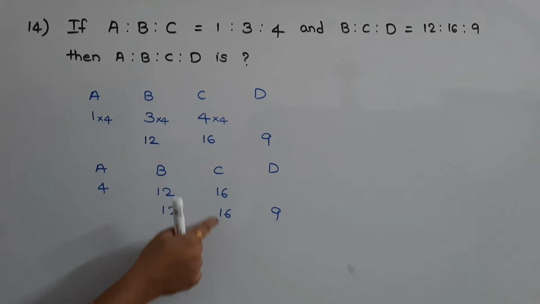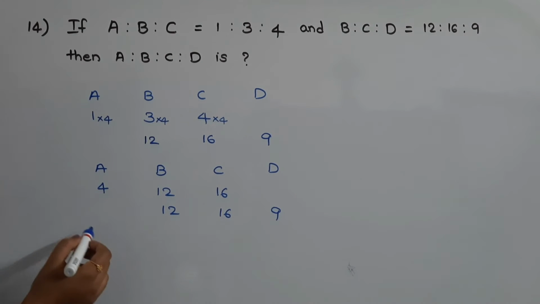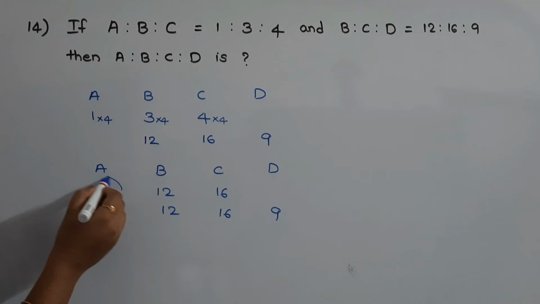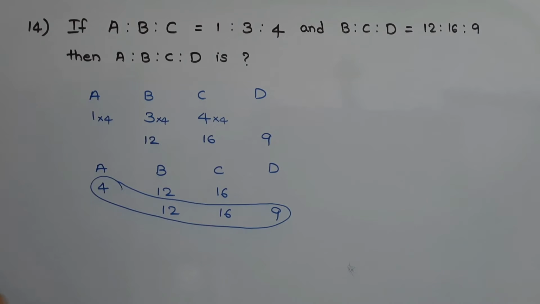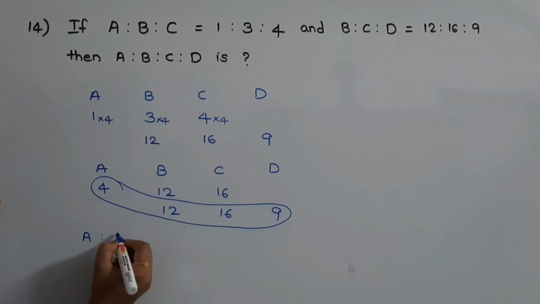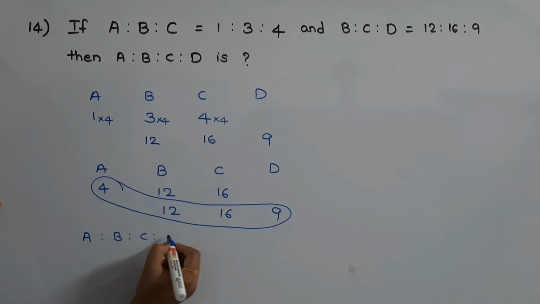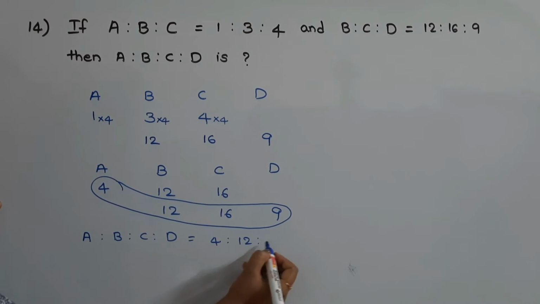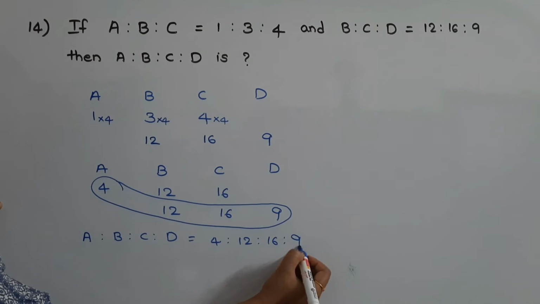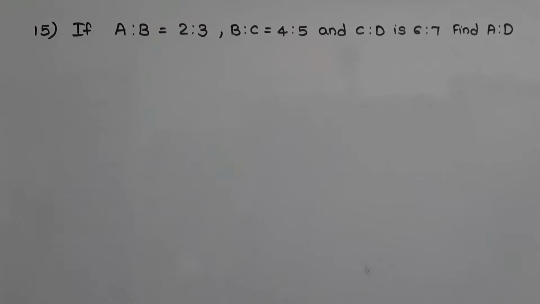Now, the value of the C has already become same. So, the ratio of A, B, C and D will be 4 is to 12 is to 16 is to 9. So, A is to B is to C is to D is equal to 4 is to 12 is to 16 is to 9. So, this is the answer.